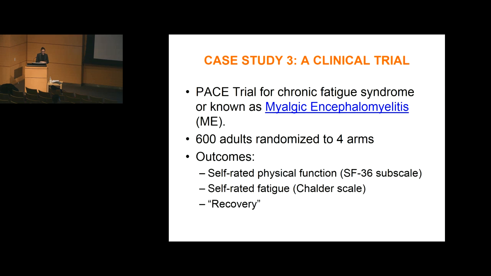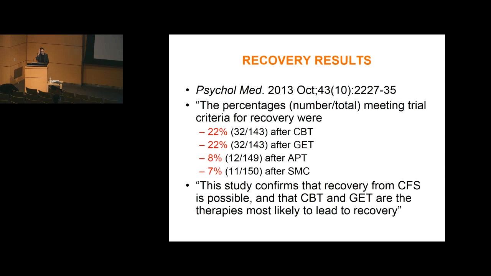So the last example is from a clinical trial. It's called PACE. It was for chronic fatigue syndrome, also known as myalgic encephalomyelitis. 600 adults were randomized to four groups. The outcomes were self-rated physical function in a validated scale, self-rated fatigue, and recovery. So the four groups, the study was reported in a journal, and these percentages here show the number of patients meeting the trial criteria for recovery.